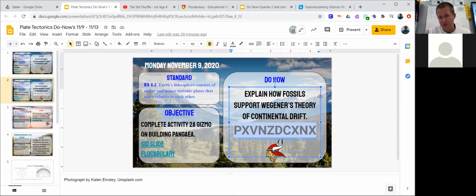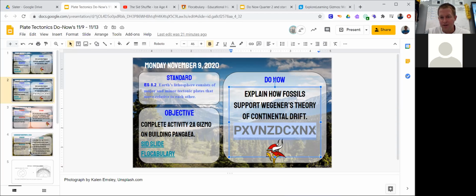And coal is formed when tropical plants decompose over millions of years, and they get layers upon layers stacked on top of them. And they found coal in Antarctica. Well, Antarctica is not a tropical region. So Antarctica must have not always been where it is currently located. And so that's what you're going to be looking at today on the gizmo.